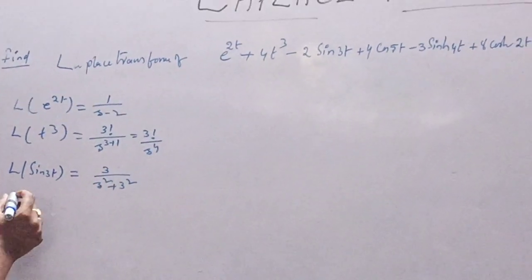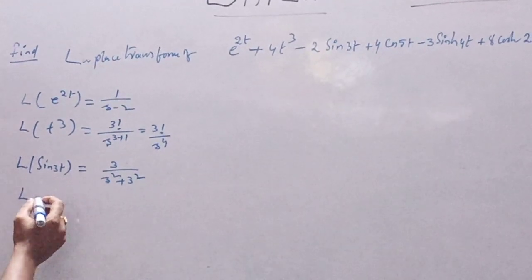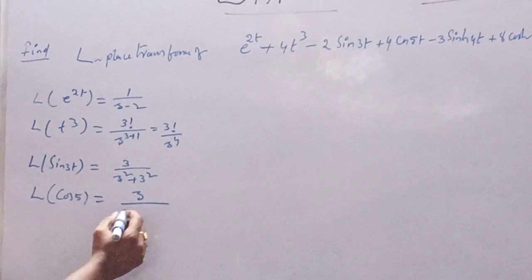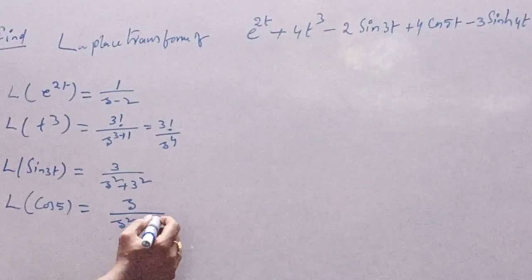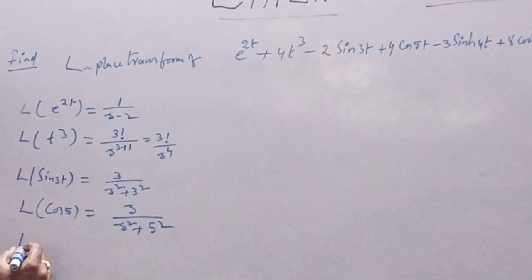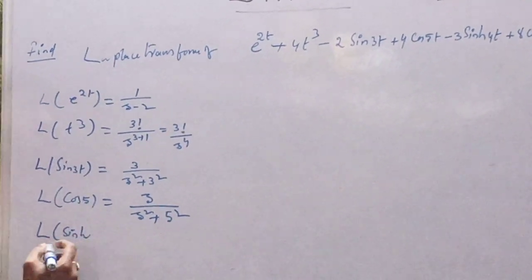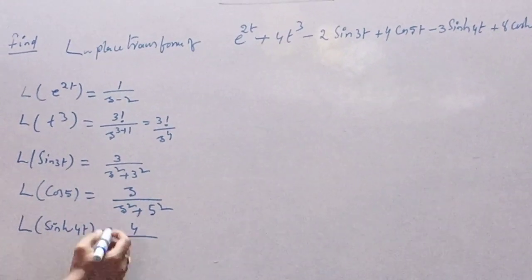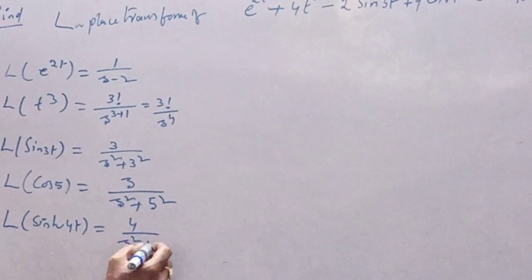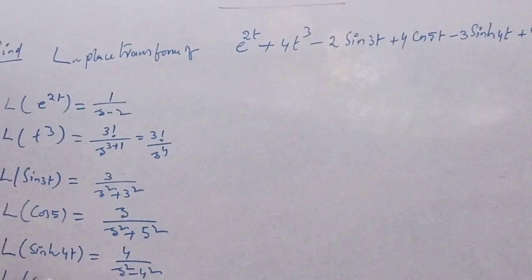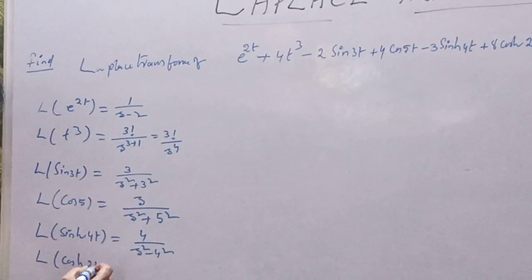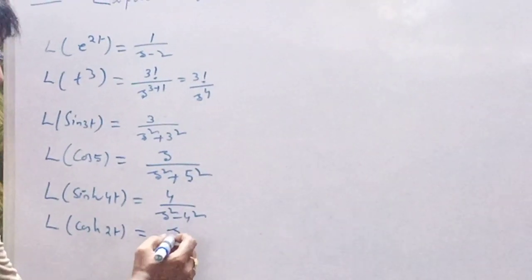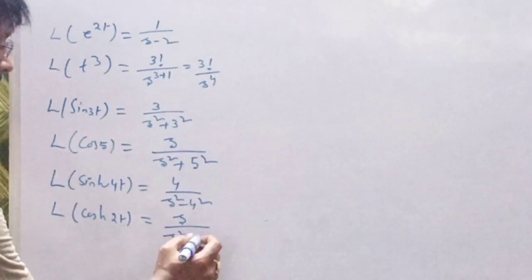Next, the Laplace transformation of cos 5t is s by s^2 plus a^2, where a^2 means 5^2. Next, the Laplace transformation of sinh 4t is a by s^2 minus a^2, so 4 by s^2 minus 4^2. Then the Laplace transformation of cosh 2t, whose formula is s by s^2 minus a^2, so s by s^2 minus 2^2.